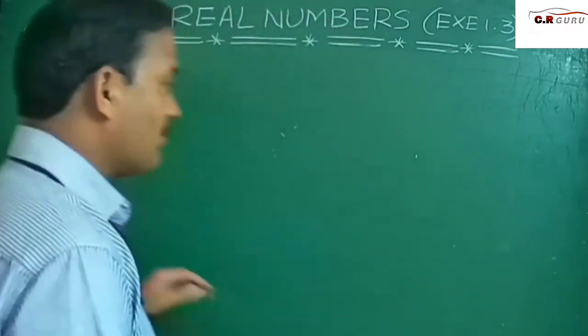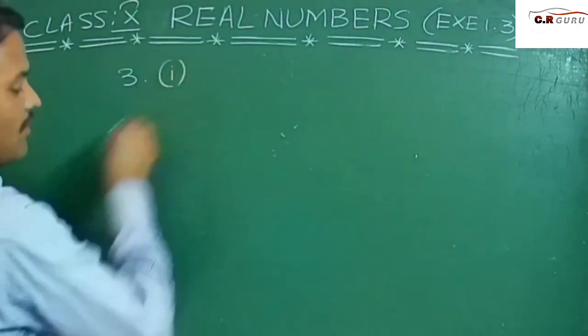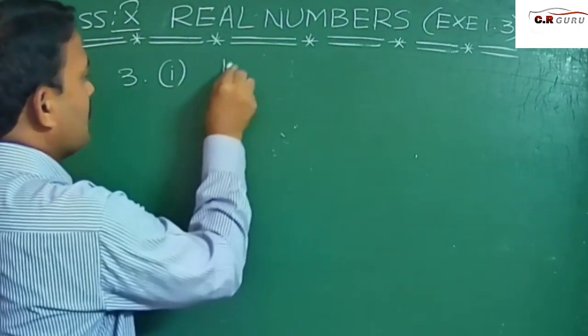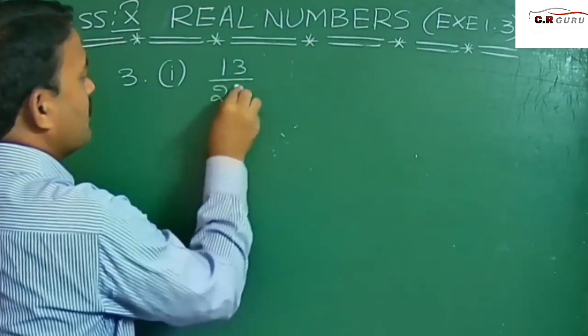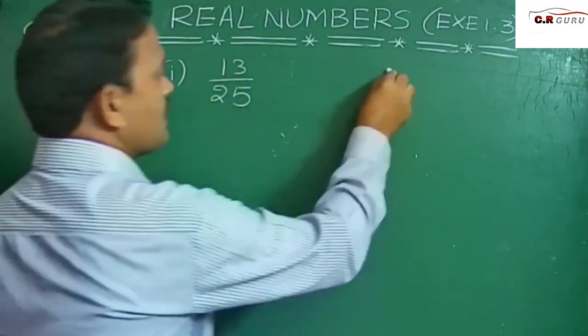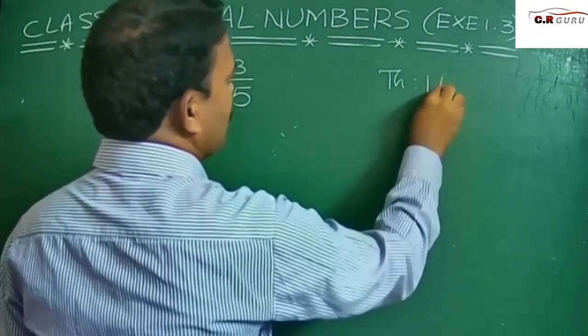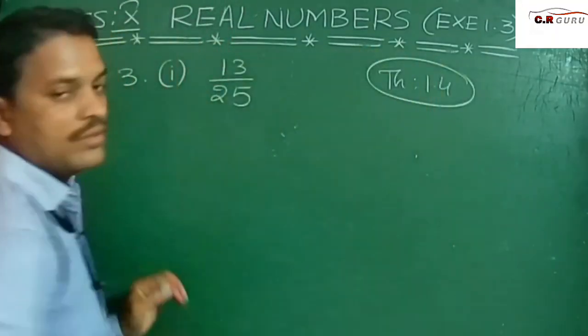Okay, first of all I am going to explain the first sum. The first sum is 13 by 25. So using that theorem 1.4, how to do that?